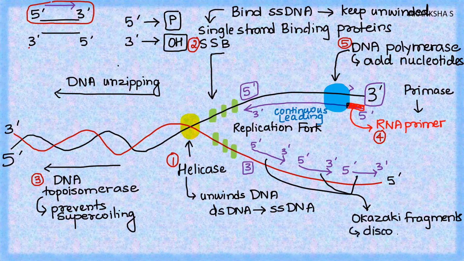Discontinuous fragments, which run from 5' to 3' direction. Okay, and because they are discontinuous and take time to form, we call them lagging strands. So 5' to 3' continuous leading strand, 3' to 5' Okazaki discontinuous lagging strand.